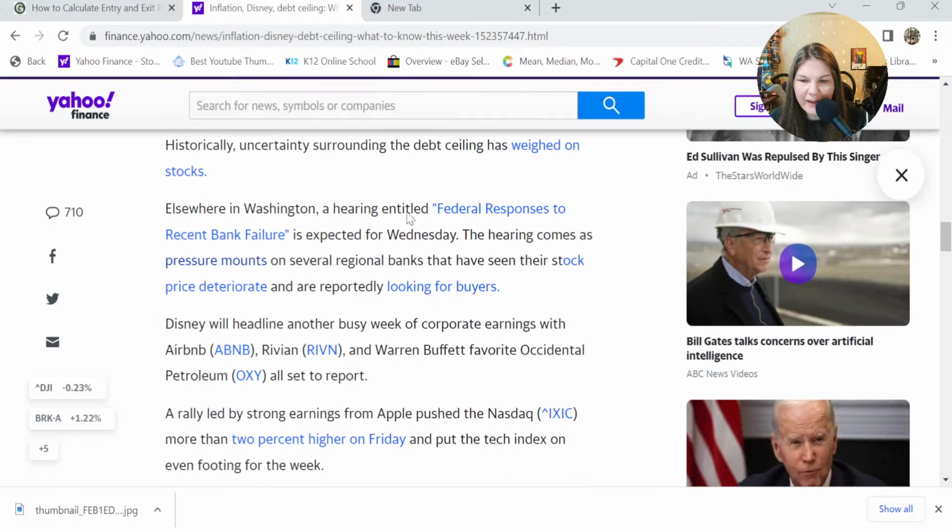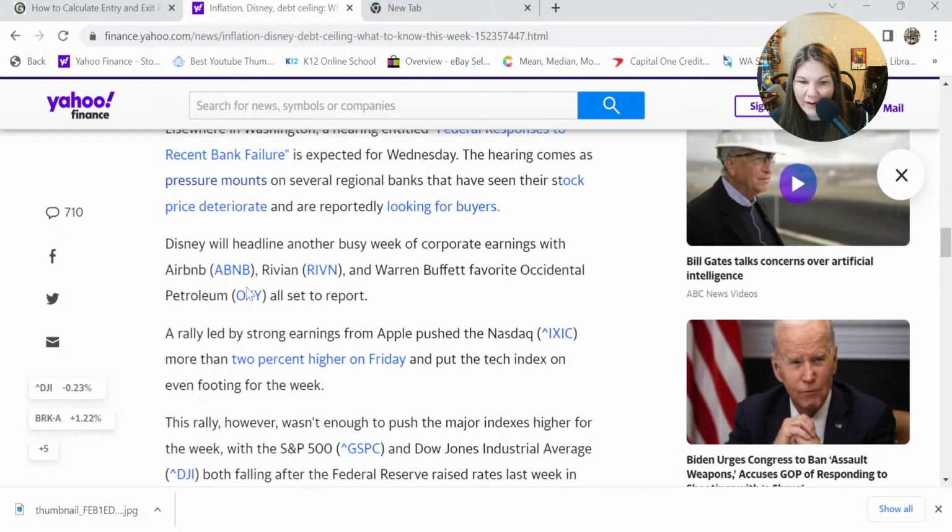Elsewhere in Washington, a hearing entitled Federal Responses to Recent Bank Failure is expected for Wednesday. The hearing comes as pressure mounts on several regional banks that have seen their stock price deteriorate and are reportedly looking for buyers. Disney will headline another busy week.